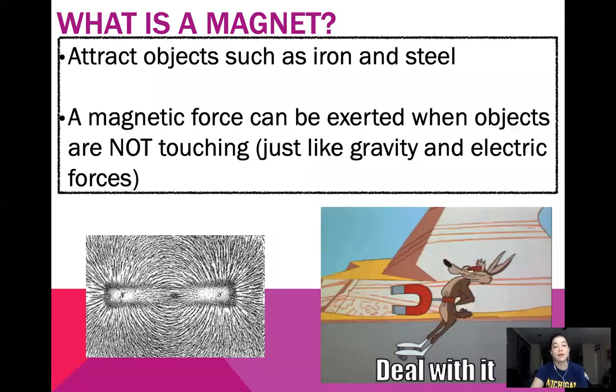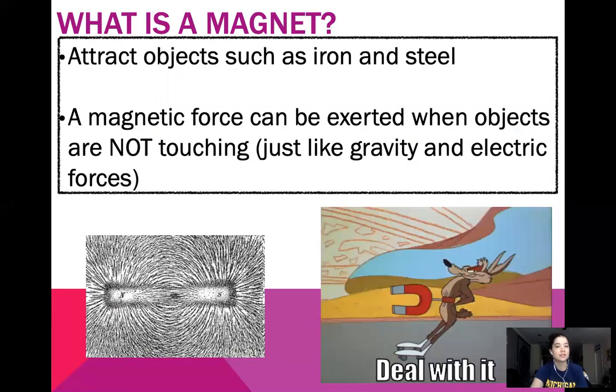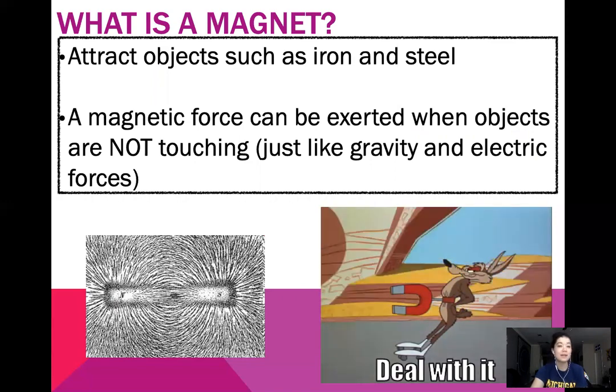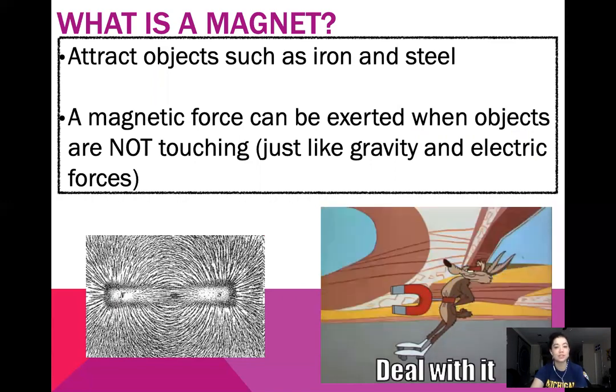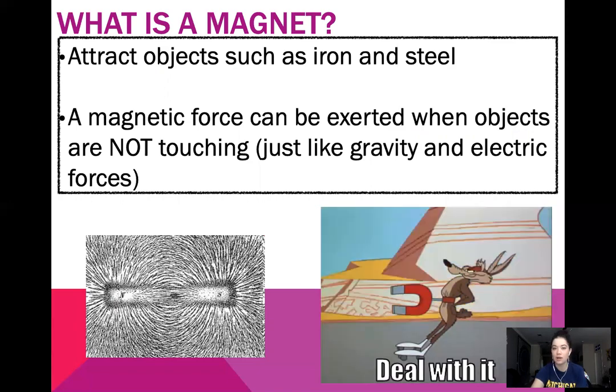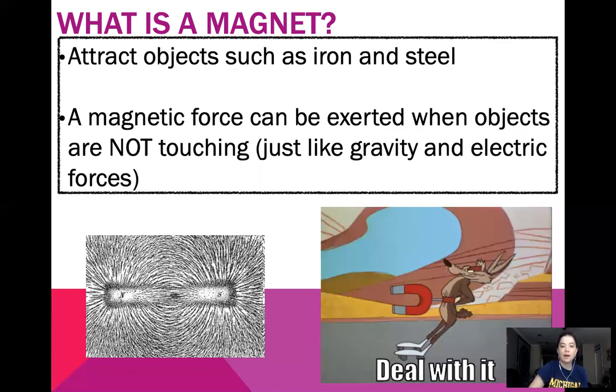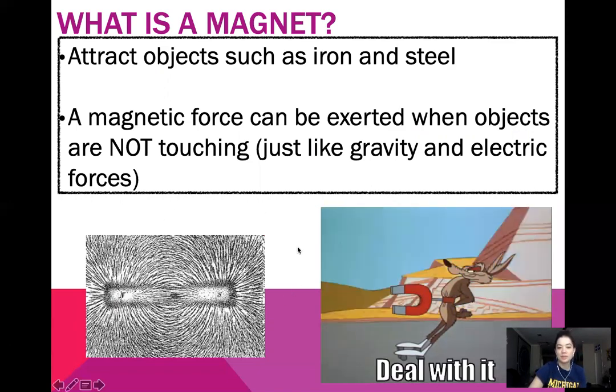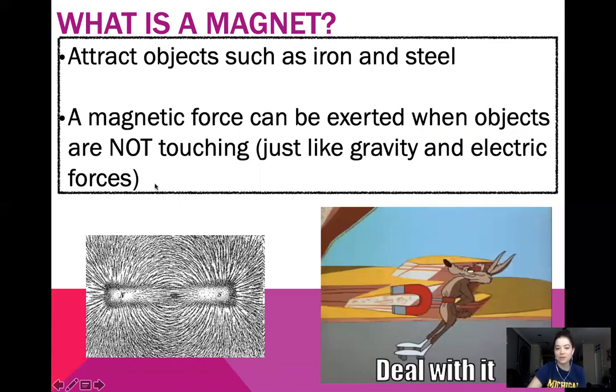So what is a magnet? A magnet attracts objects such as iron and steel. A magnetic force can be exerted when objects are not touching. So it's just like gravity and electric forces. This is actually really cool. This is an image of the magnetic fields around a magnet.